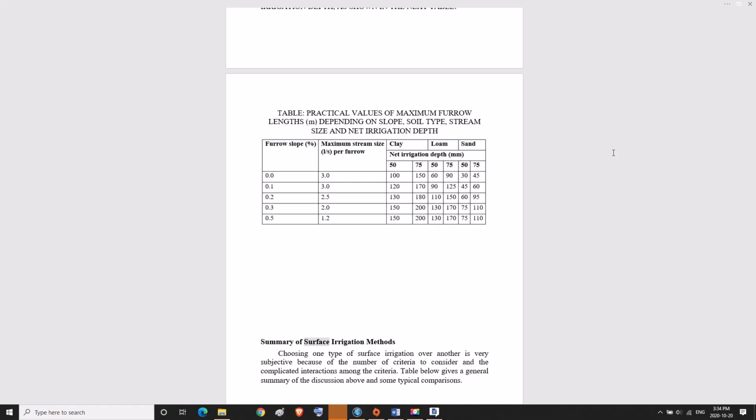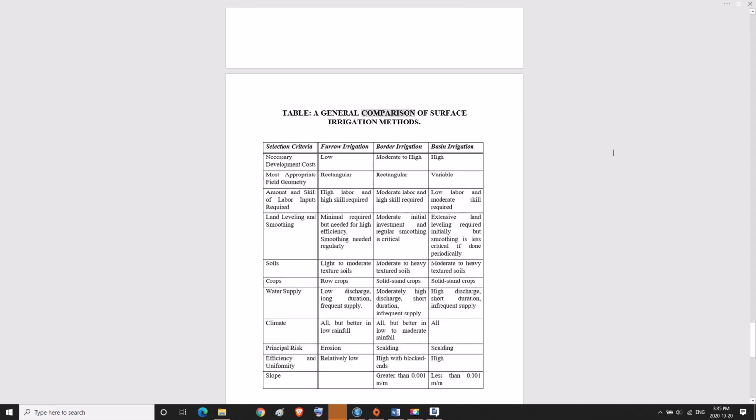Summary of surface irrigation methods. Choosing one type of surface irrigation over another is very subjective because of the number of criteria to consider and the complicated interactions among the criteria. The table below gives a general summary of the discussion above and some typical comparisons. Table, a general comparison of surface irrigation methods.